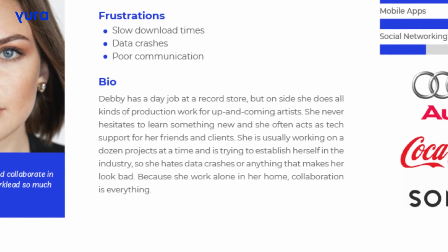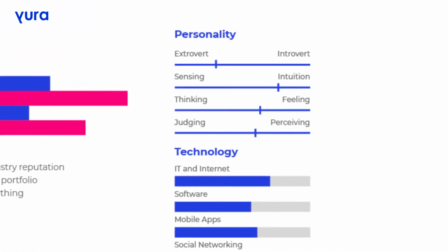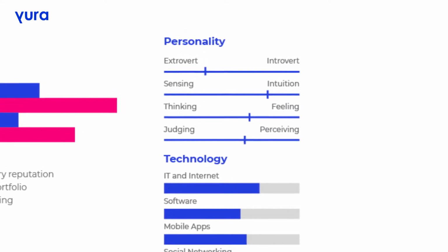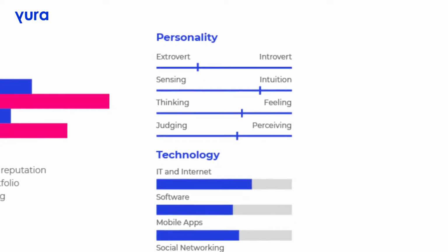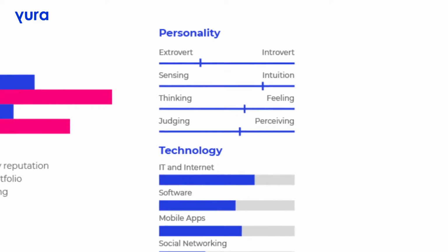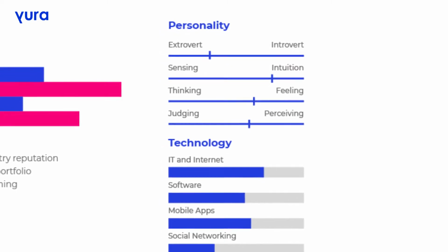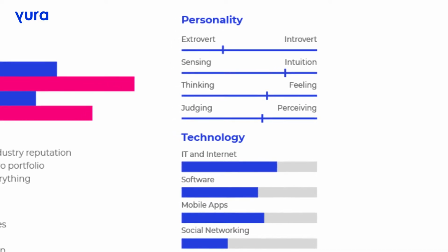You'll also describe her personality. Look at the sliders on the far right corner. She is more of an extrovert than an introvert. She operates on intuition more than sensing. She operates more on feeling than on thinking. And she operates more on perceiving than on judging. And by the way, you can change the values of these sliders at any time.